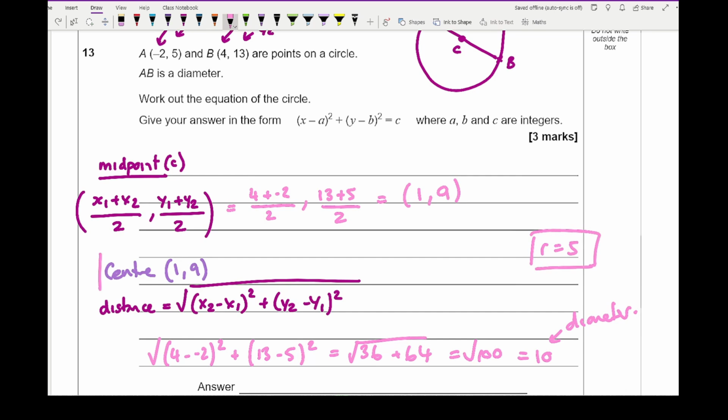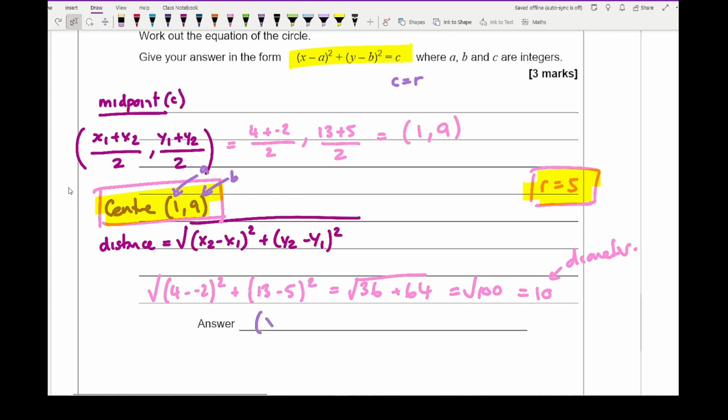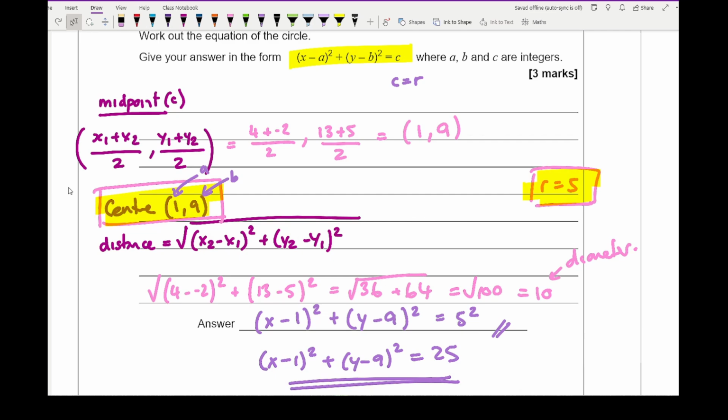So if I've got the center and I've got the radius, all I've got to do now is substitute those two things into this formula here, where C is equal to R. This is my A value and this is my B value. So if I just scroll down a little bit, the equation of the circle is going to be x minus 1 squared plus y minus 9 squared equals 5 squared. So you can either write your answer like this, or you can write it as x minus 1 squared plus y minus 9 squared equals 25. And there is my final answer.